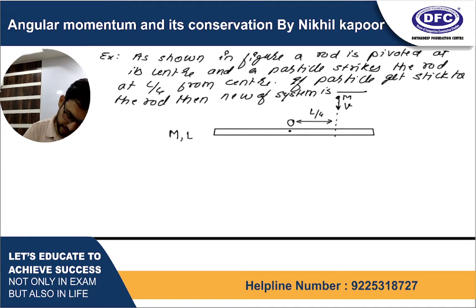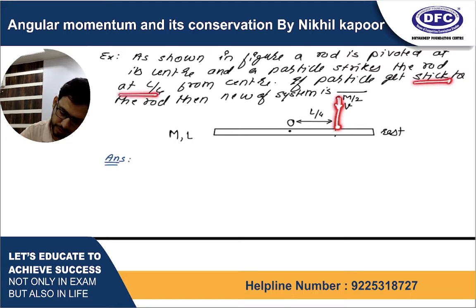Okay, so let's start with the second and last example on conservation of momentum. Here it is given that, as shown in the figure, a rod is pivoted at point O while the rod is at rest, and a particle of mass m by 2, half the mass of the rod, is going with velocity v. It will strike the rod at a distance L by 4 from the center of the rod, and it will get stuck to it.